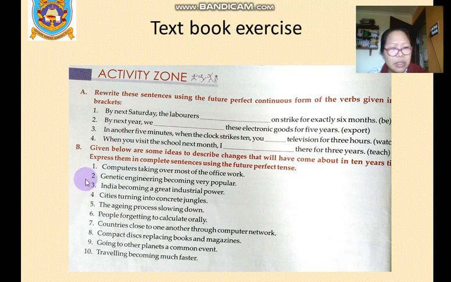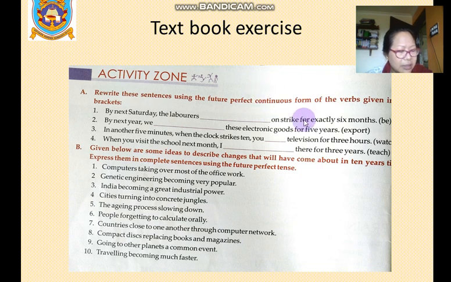Then exercise B: given below are some ideas to describe changes that will have come about in 10 years' time. Express them in complete sentences using future perfect tense. Now future perfect tense indicates that the action going to happen in future will be completed, right? Future perfect tense indicates that the action going to happen in future will be completed. So let us discuss these exercises.